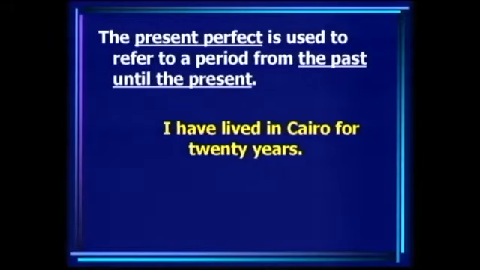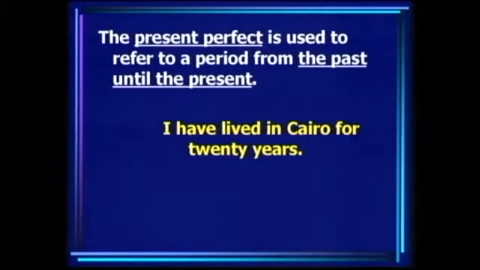طيب. The present perfect is used to refer to a period from the past until the present. Present perfect ده الوقت اللي بيمتد فيه هو من امتى؟ من الماضي لغاية الحاضر. يعني ما اقول I have lived in Cairo for 20 years. For 20 معنى الجملة ايه؟ I have lived in Cairo for 20 years.